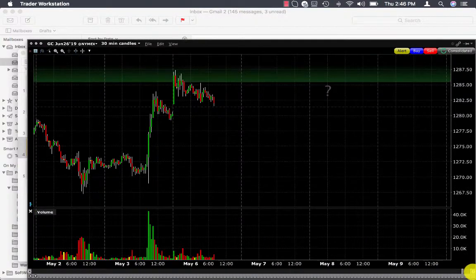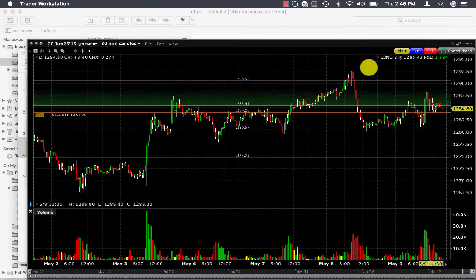Here we go. I presently have a trade on. We can see this 1285 area. Price had broken above it yesterday, floated down over the course of yesterday during the live trading session. It's flat through the evening. This is what it's done today.